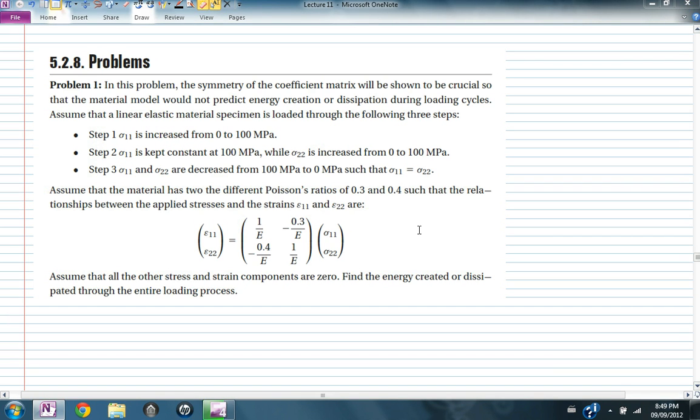In the last part of this chapter, we are going to go through various problems in which we utilize the relationship between the stress and the strain. Given a state of strain, we find the stresses, or given the state of stresses, we find the strain. For linear elastic materials, isotropic or orthotropic or transversely isotropic.